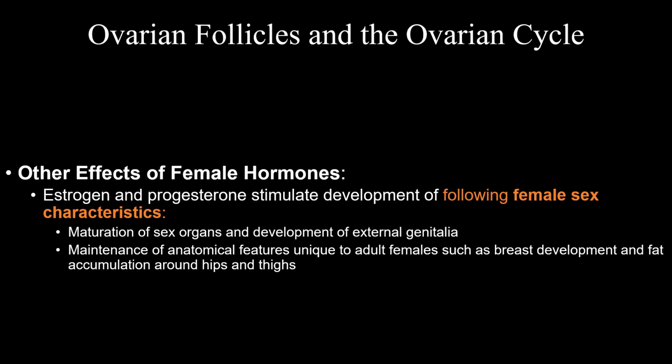Now, estrogens and, to a lesser degree, progesterone also stimulate female secondary sexual characteristic development. These effects include the maturation of the sex organs, development of the external genitalia, and maintenance of anatomical features that are unique to adult females, like breast development and fat accumulation around the hips and the thighs. In addition, progesterone is responsible for maintaining a pregnancy if fertilization has occurred, and we will talk about that in chapter 27. But estrogens do have far-reaching effects on other tissues, many of which are beneficial.